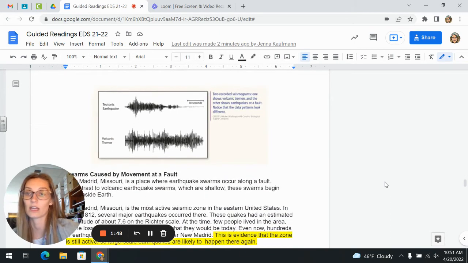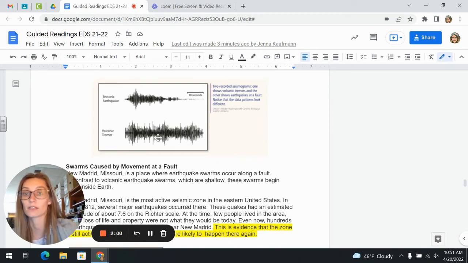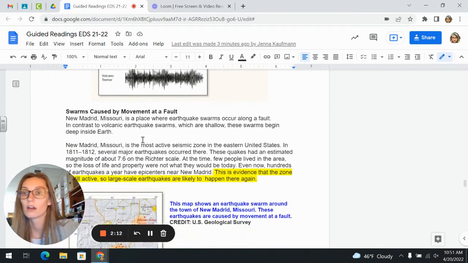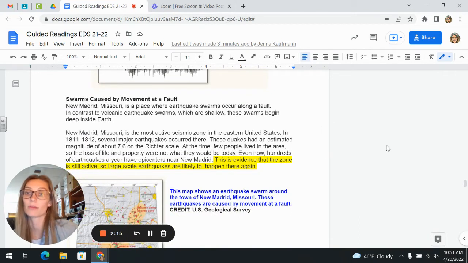And here you can see two different seismogram examples. So here's where the slip on the fault or the tectonic plate movements have been recorded. And then here's where all these volcanic tremors may happen. So if you were to think maybe 10 different volcanic tremors are occurring, it just may be detecting all of those. And it may not just be one tremor. It could be many.